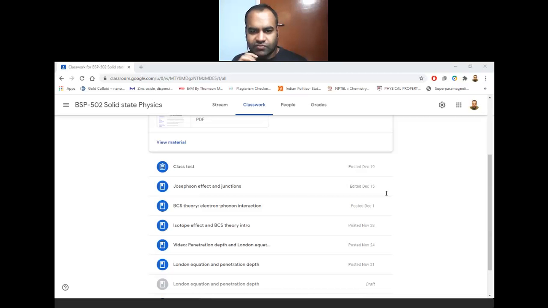About bands also we have done more or less. Concept of holes, and then law of mass action. Then insulators and semiconductors is given separately. I don't know what this means, insulators and semiconductors, why it is given separately. Then the last topic given is Hall effect in metals and semiconductors. Okay, Hall effect can be done. Hall effect is there everywhere.